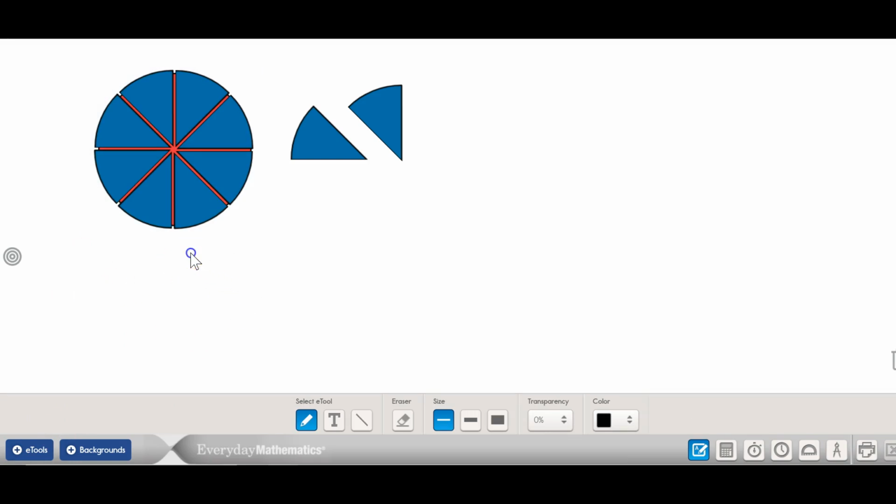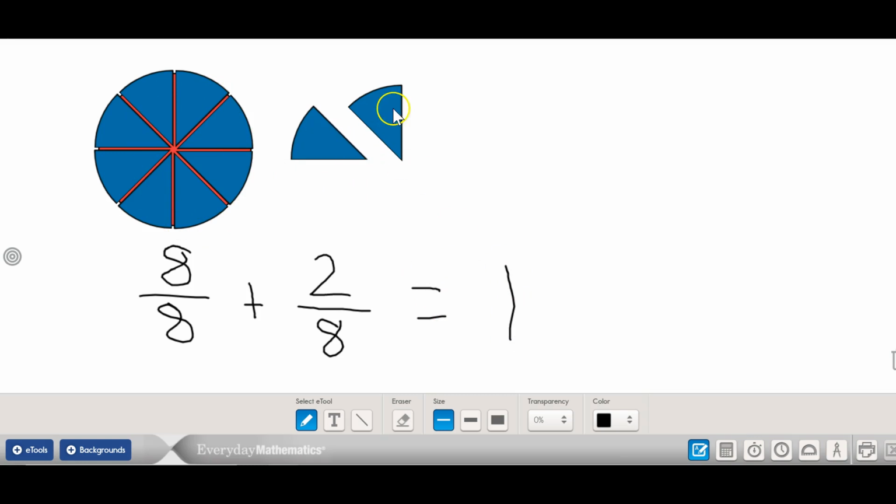So I have 8/8 plus 2/8, and all together they equal 1 whole and 2/8.